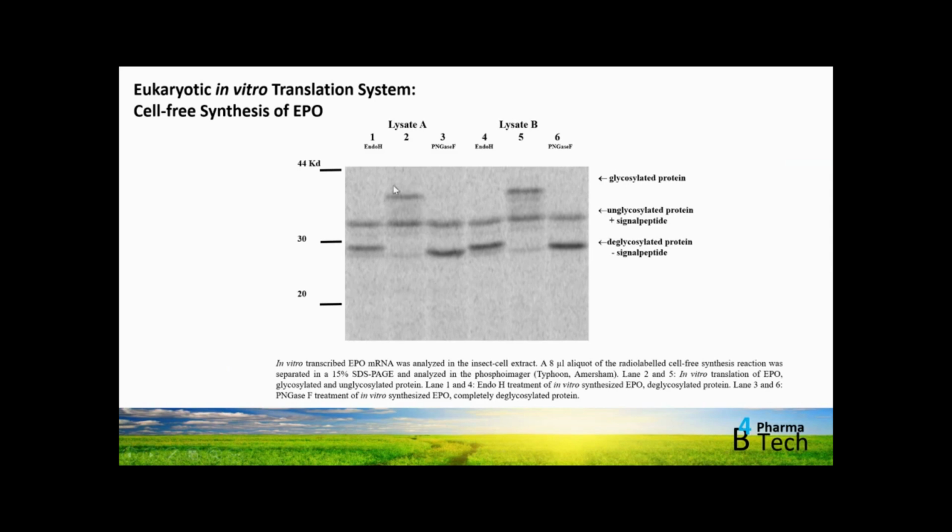As you can see, the upper band depicts the glycosylated EPO, and upon deglycosylation when using PNGase F or Endo H, this band drops down to the bands with a lower molecular weight, thereby indicating that there is glycosylation in the cell-free system plus signal peptide cleavage. So we are able to produce a glycosylated protein.